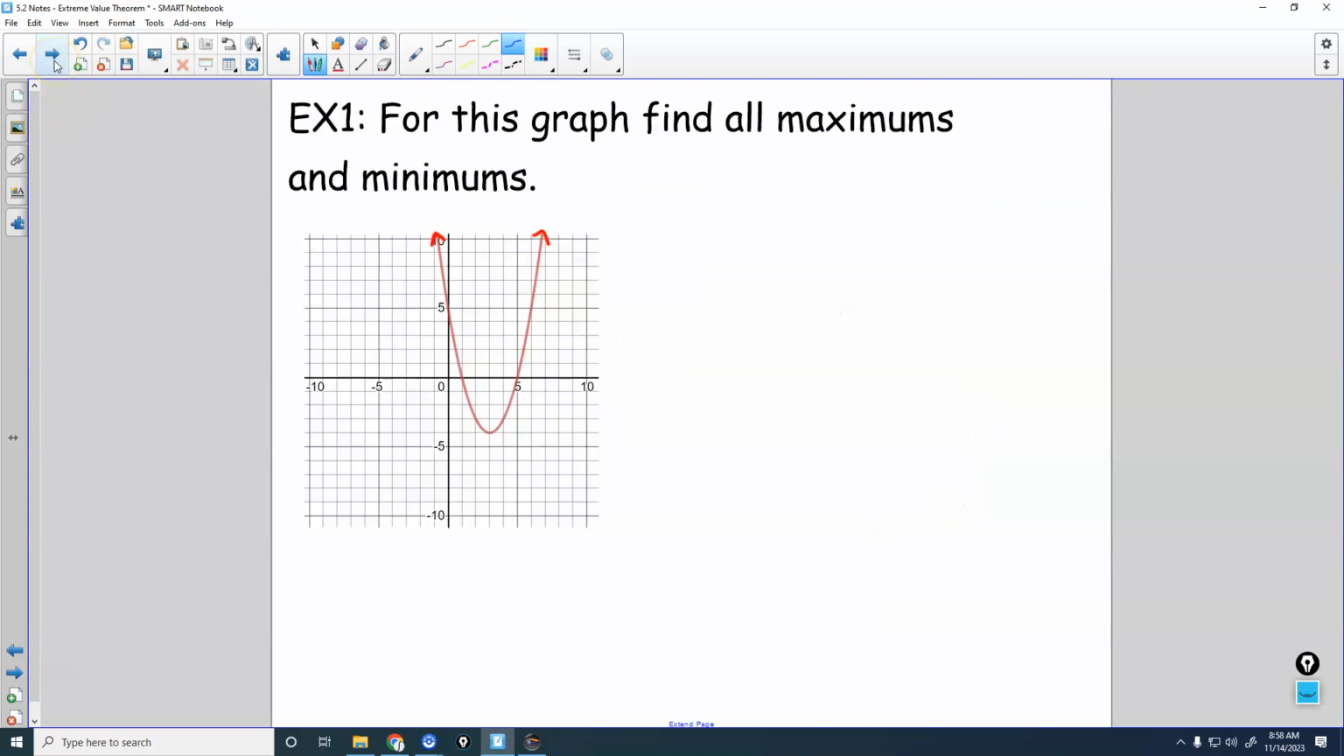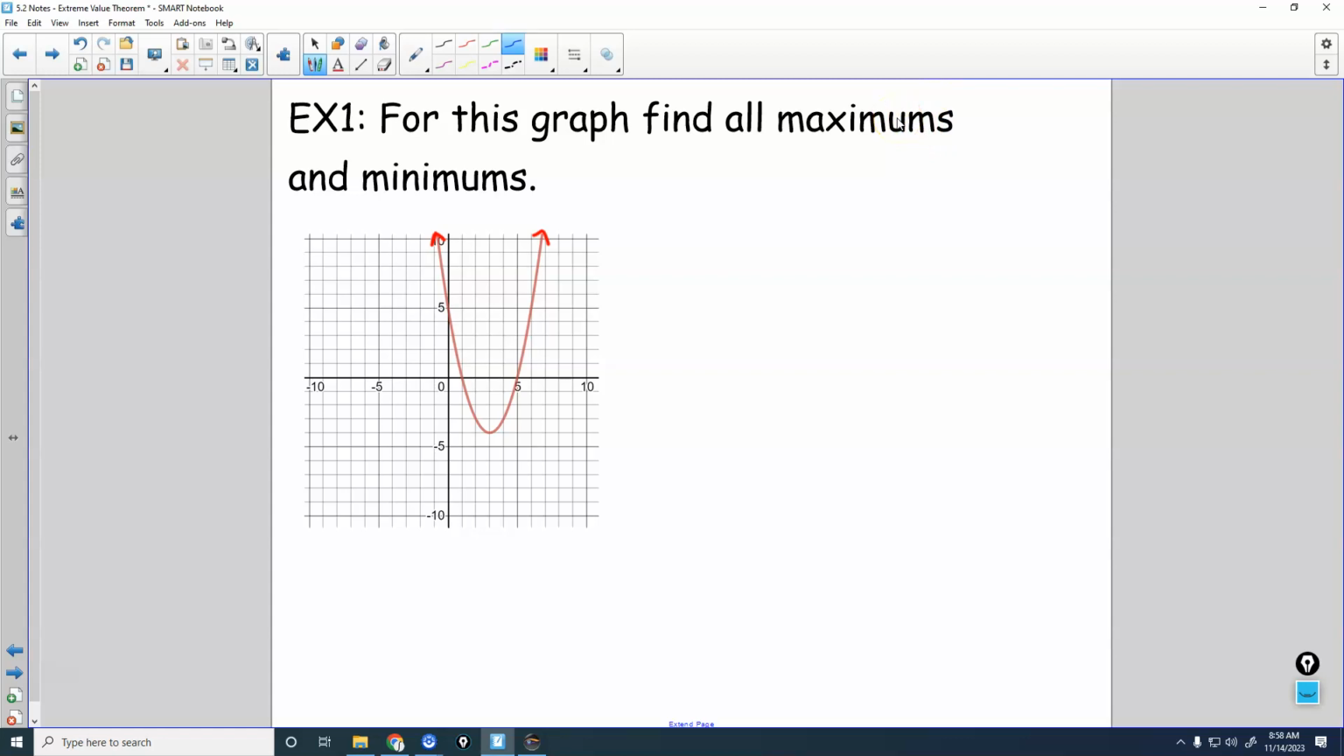All right. So this one gives you a graph. You're supposed to find all maximums and all minimums that may exist. So this should be pretty straightforward. I do want to emphasize here what the x value and the y value are for this. It says for this graph, find all maximums and all minimums. You really only have one on this.